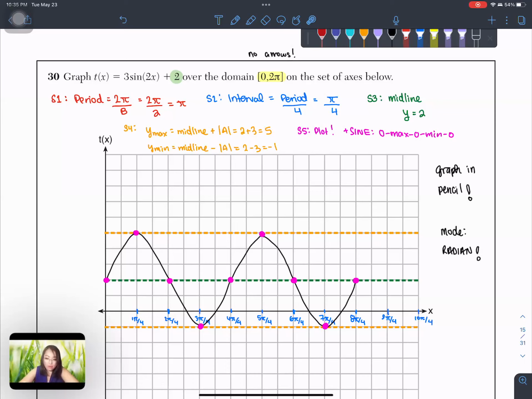And then over here, you're going to figure out your y max and y min, which is 5 and negative 1. And then you're going to plot using 0, max, 0, min, 0, max, 0, min. There is no phase shift, so we can just do that. Make sure your graph's in pencil and make sure that you're in radians.